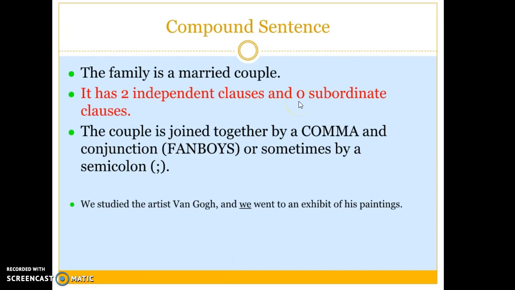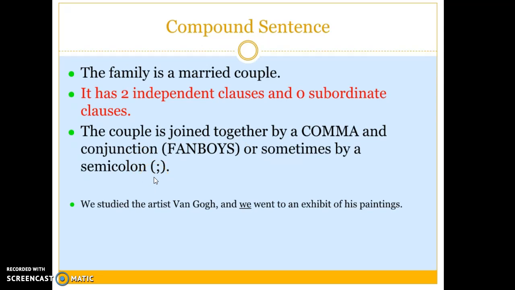The couple is going to be married or joined together by one of two ways. Think of when people get married, they exchange rings. Well, when two independent clauses get married in a compound sentence, they're going to be joined together by a comma and conjunction. Like our fanboys: for, and, nor, but, or, yet, so. It'll be a comma and one of our fanboys, or sometimes it's just a semicolon.